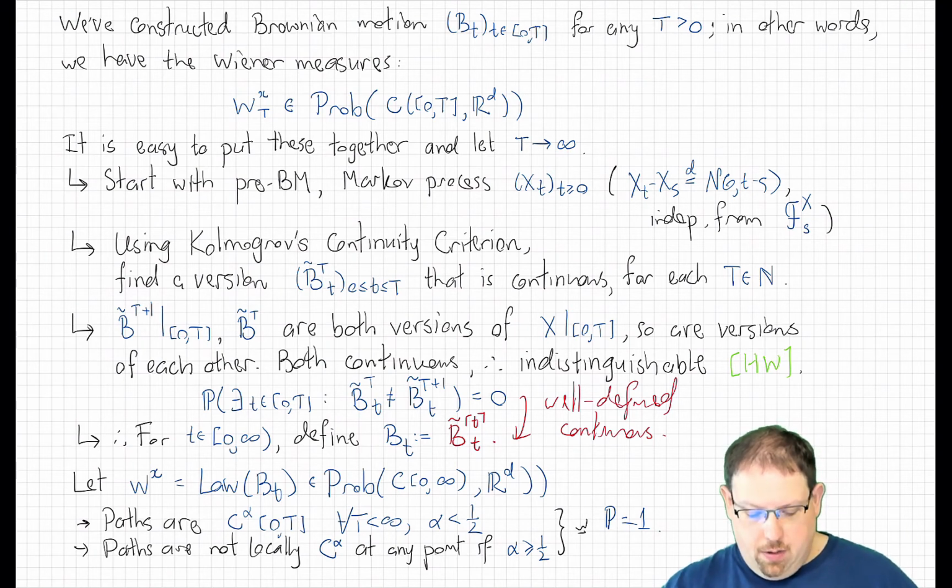Now we can therefore refer to the Wiener measure, now not indexed by a little t, just indexed by the starting point, which is the law of this process. That is to say, it's a probability measure on this full path space, the space of all continuous paths on the full positive real line, taking values in R^d.